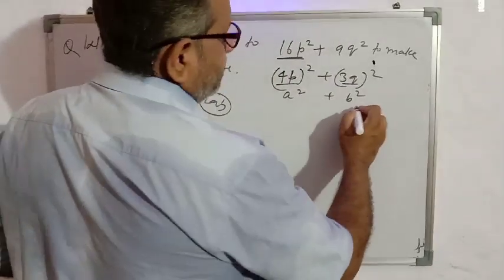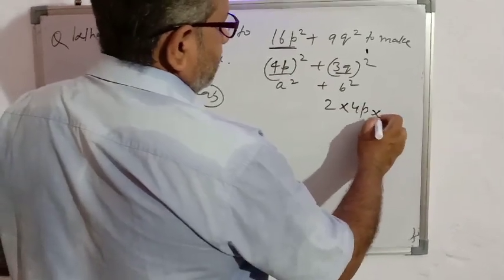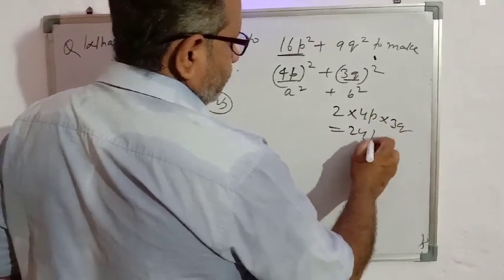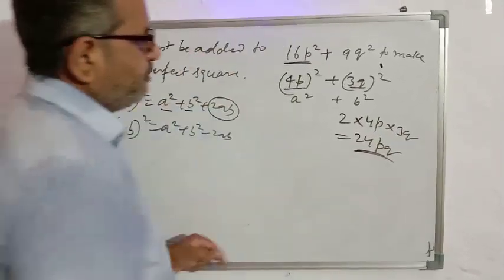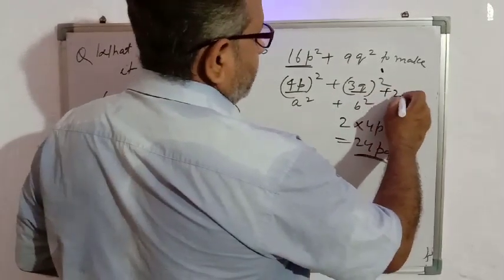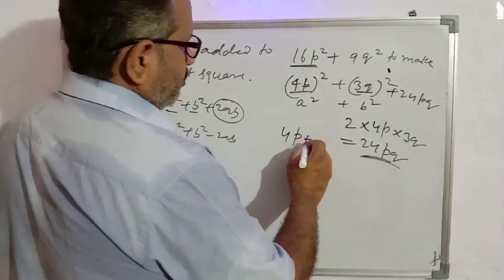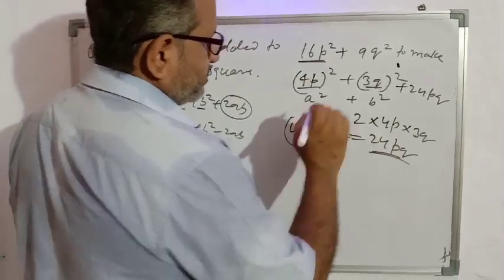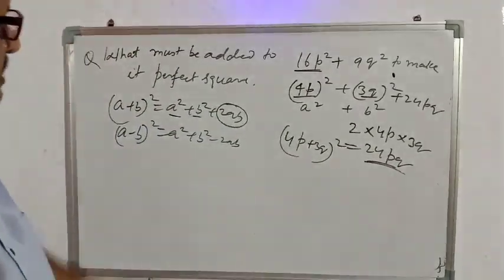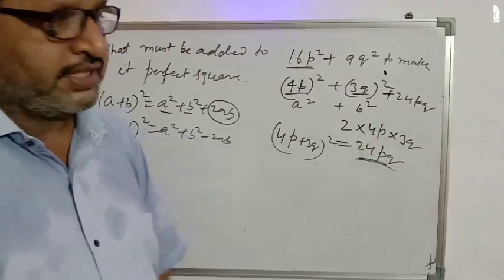So what will be 2ab? 2ab means 2 into 4p into 3q. So 4 into 3, 12, into 2, 24pq. So if we add 24pq in this, then it will become a perfect square, the perfect square of (4p plus 3q). So what must be added? 24pq must be added. If it is asked what must be subtracted, we will say 24pq must be subtracted.